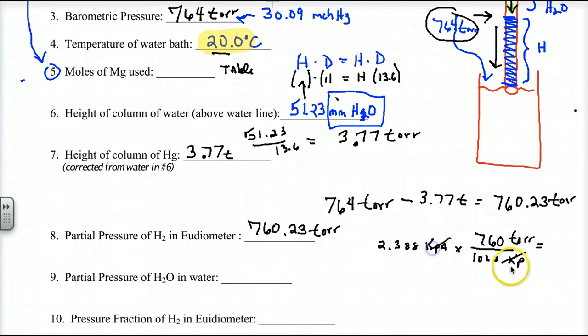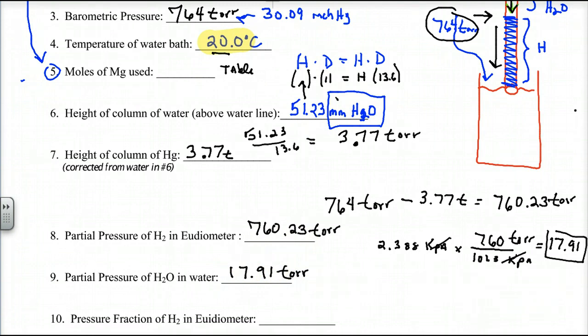Okay, and I'm just going to do that for myself, and for you, of course. So it's 2.388 times 760, divided by 101.3, and I get a number of about 17.91, and of course that's torr. That's my pressure, 17.91 torr.